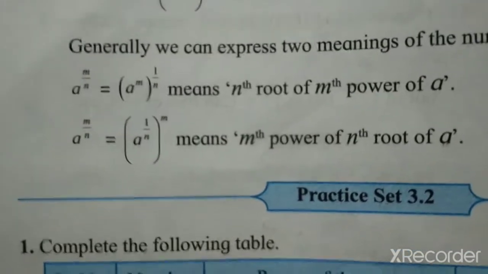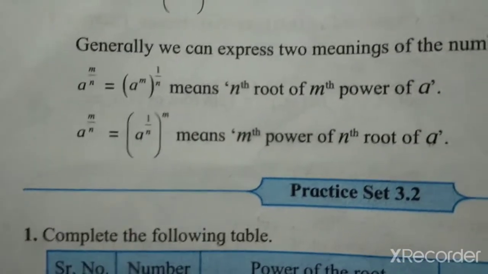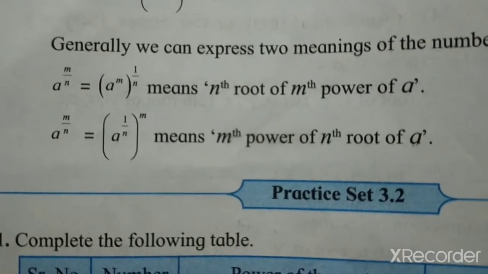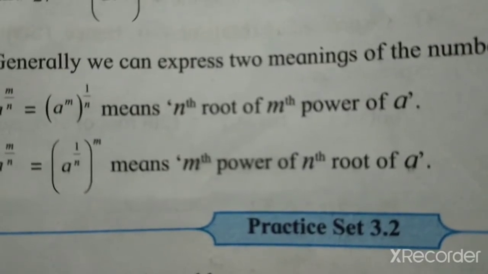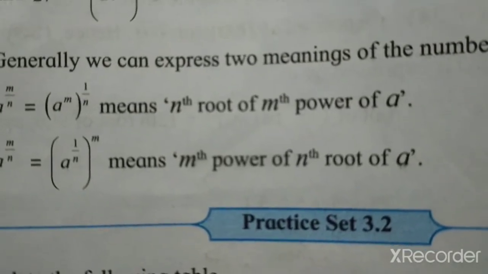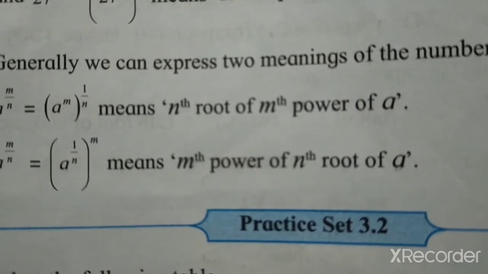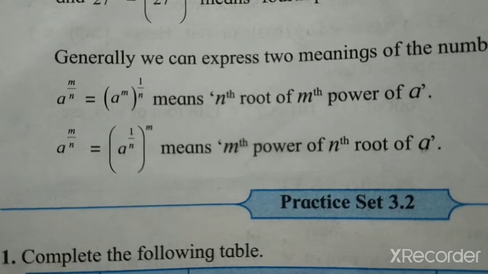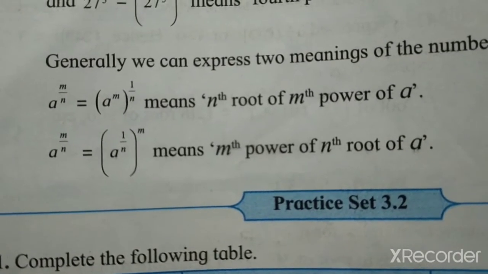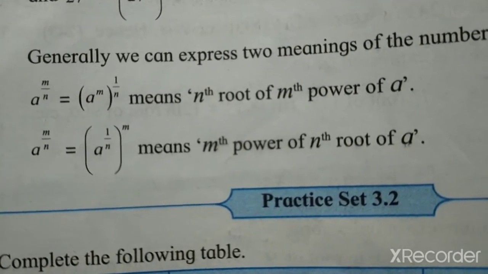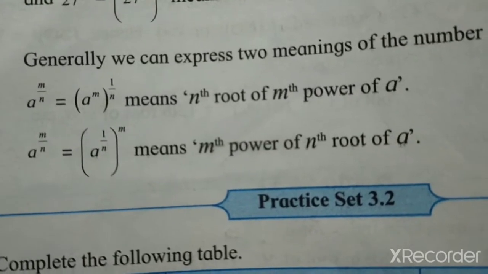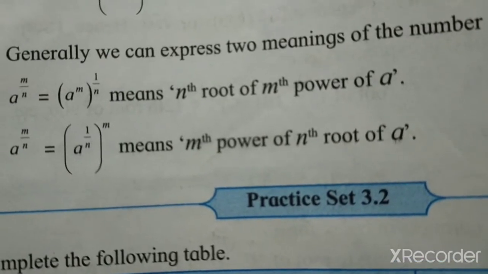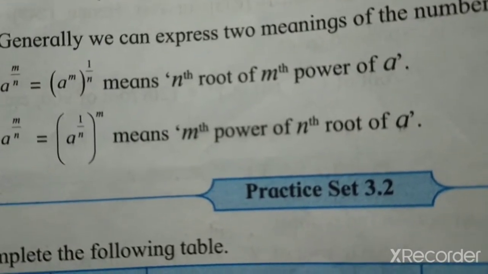The first way: a raised to power m by n equals a raised to power m, raised to power 1 by n. And how to read this number? Nth root of mth power of a. And in a second way, a raised to power m by n equals a raised to power 1 by n, raised to power m. So how to read? Mth power of nth root of a.